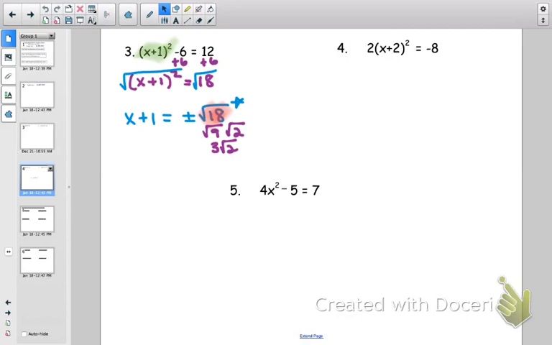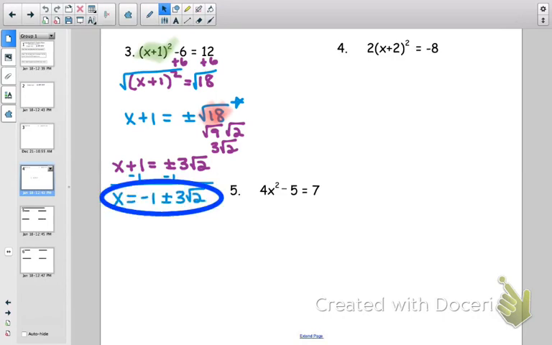Take the square root of 9, which is 3, and we're going to rewrite it as plus or minus 3 root 2. Subtract 1 over to get x by itself, and we can just leave our solution like this. We don't know what negative 1 plus 3 root 2 is, so we can just leave it in plus or minus form. If you want to write it out, negative 1 plus 3 root 2 and negative 1 minus 3 root 2, that's totally fine. I'll take either way.